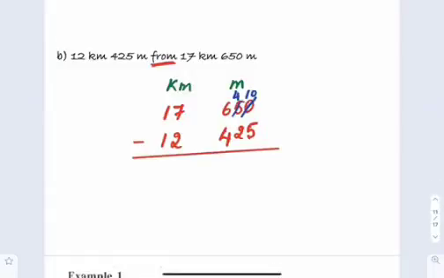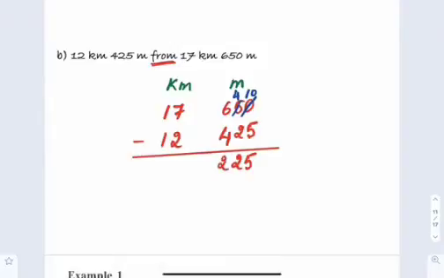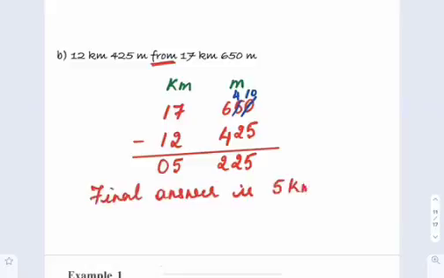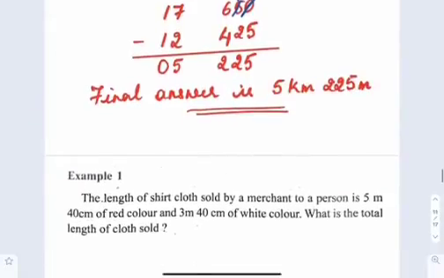10 minus 5 is 5. 4 minus 2 is 2. 6 minus 4 is 2. 7 minus 2 is 5. 1 minus 1 is 0. So the final answer, 5 kilometers 225 meters. I hope all of you have understood.